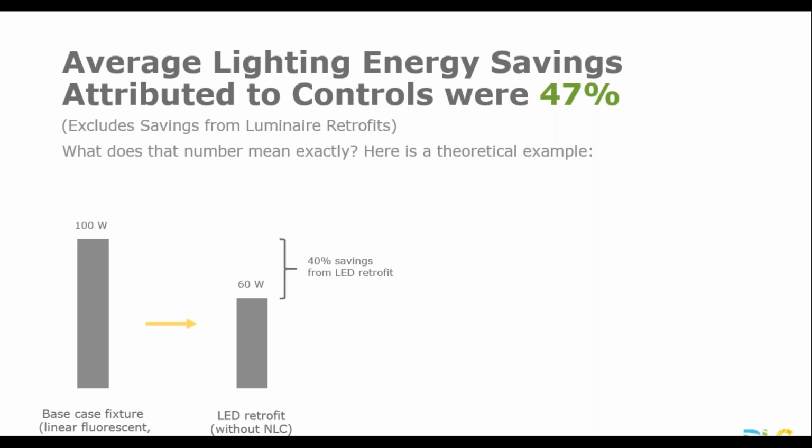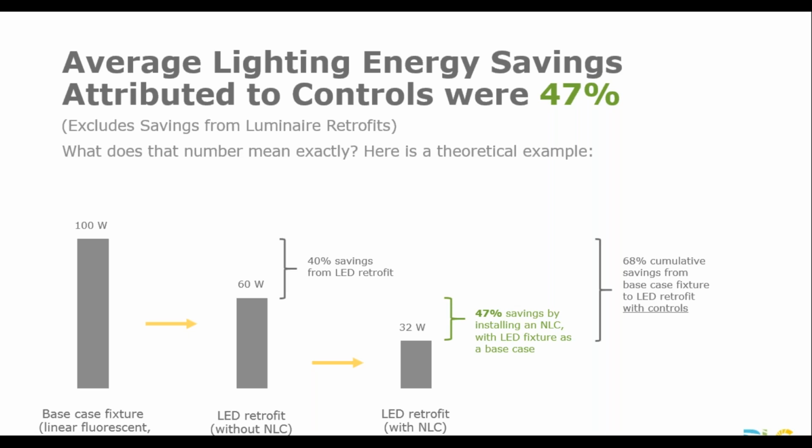Once we do an LED retrofit, the vast majority of these projects were with LEDs. So once we do an LED retrofit, and let's say it goes down to 60 watt, there's a 40% savings in this case from an LED retrofit. Now, if we layer on network lighting controls on top of that LED, the 47% only applies to the reduction going from LED without controls to LED with controls. So that's the 40% here.